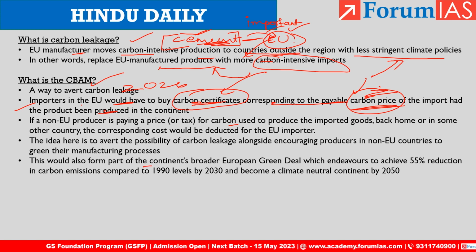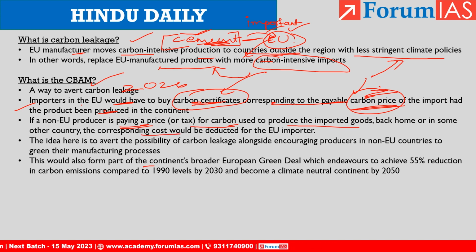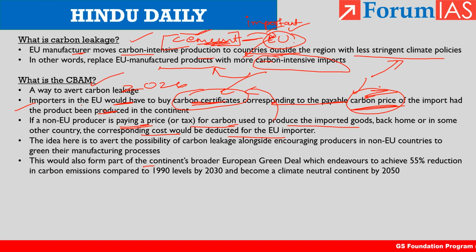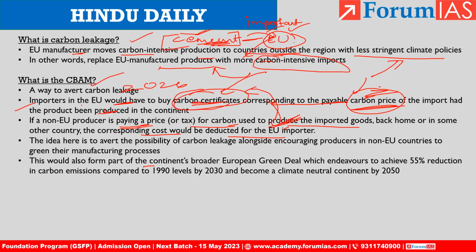But if a non-EU producer is paying a price or tax for carbon used to produce the imported goods back home or in some other country, the corresponding cost would be deducted for the EU importer. That is, if suddenly India became strict with its environmental norms and the cement manufacturer in India is paying some sort of carbon tax, the equivalent respite will be given to the EU importer because the carbon cost is already being paid. And if it is being paid, the person who is exporting cement from India will include that in the cost of the product. So effectively the carbon price is being paid, and in EU they can buy carbon certificates at a reduced price.